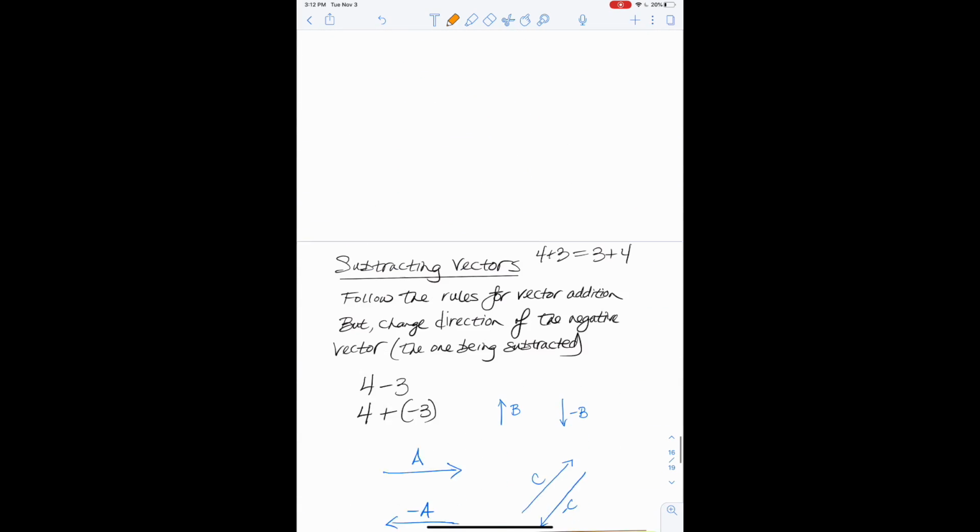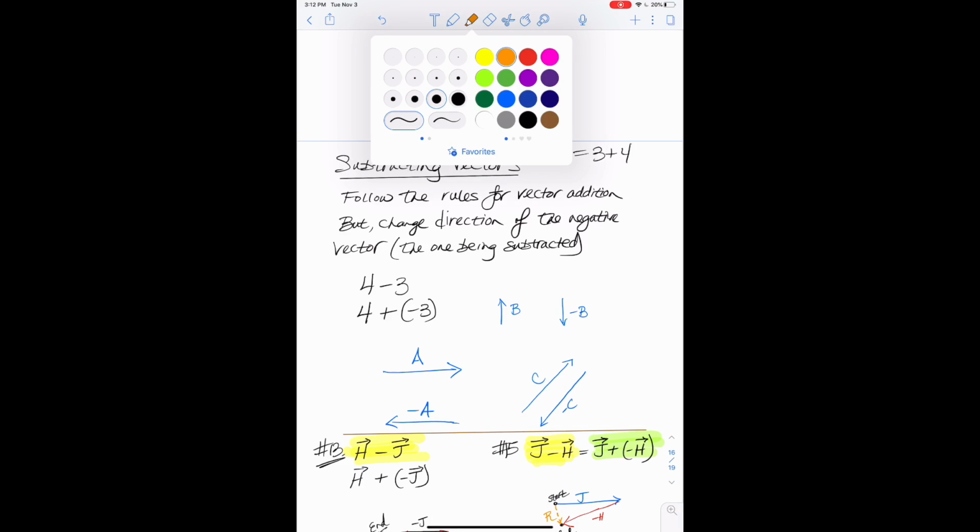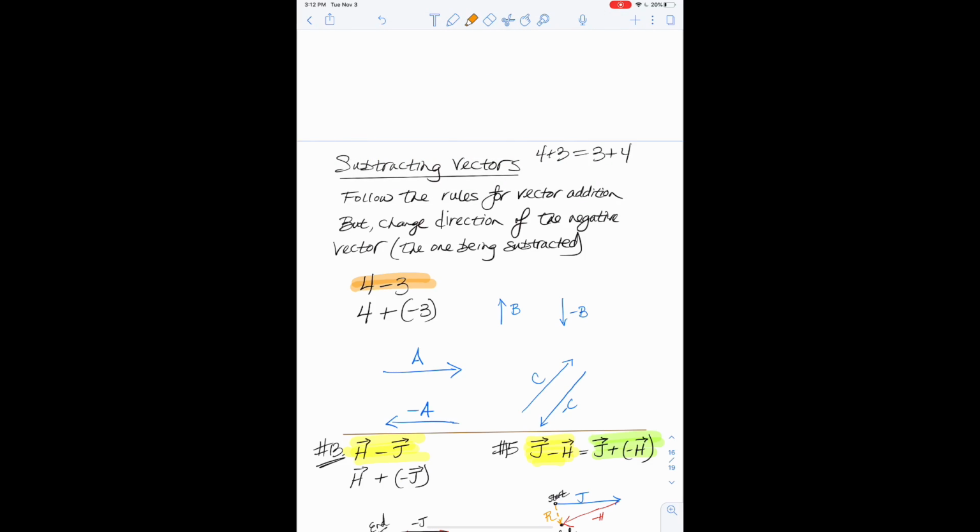All right, so subtracting vectors follows the same rules as vector addition, but change the direction of the negative vector, because we're going to add a negative, and that's the same as subtracting. And hopefully you remember that from math class, right? That 4 minus 3 is the same as 4 plus negative 3, and we're utilizing that fact as well.